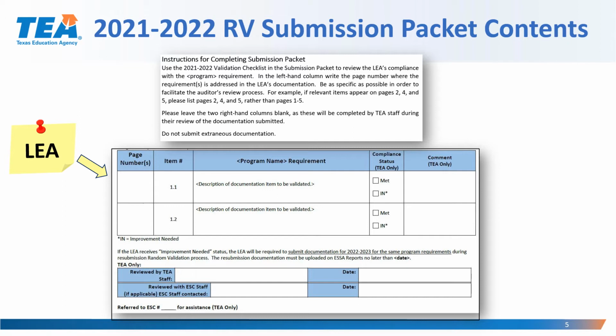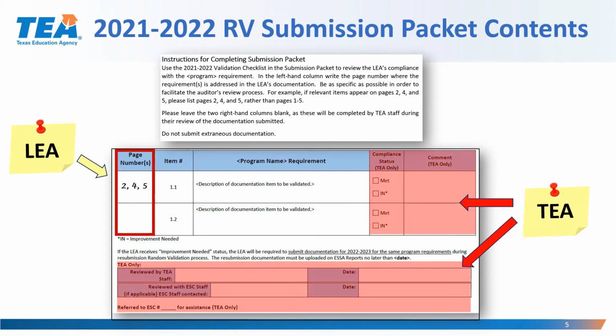For example, if relevant items appear on pages 2, 4, and 5, please list 2, 4, and 5 rather than pages 1 through 5. Please leave the two right-hand columns blank, as these will be completed by TEA staff during their review of the documentation submitted.